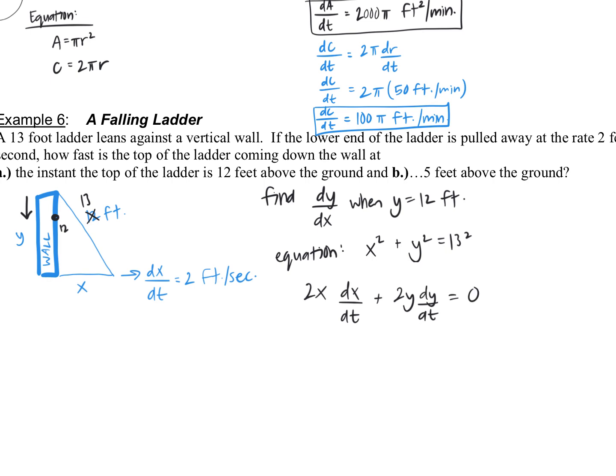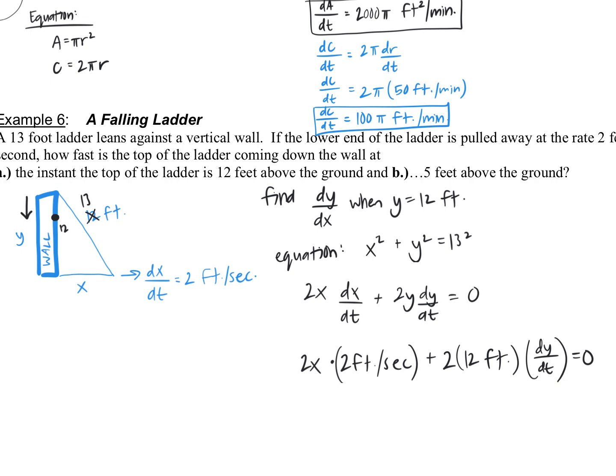So now I can plug in the information that I know. I don't know what x is, but I do know what dx/dt is. That would be 2 feet per second. And then I do know my y. My y value is 12 in this case, so times 12 feet. But then I don't know what dy/dt is. And this all equals 0.